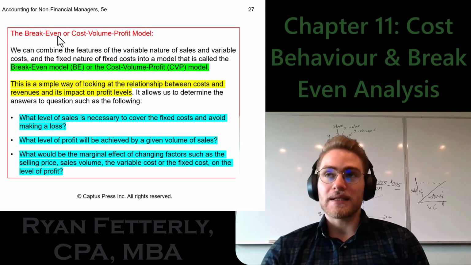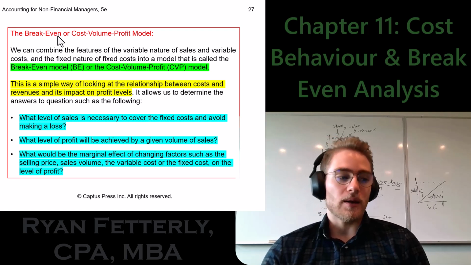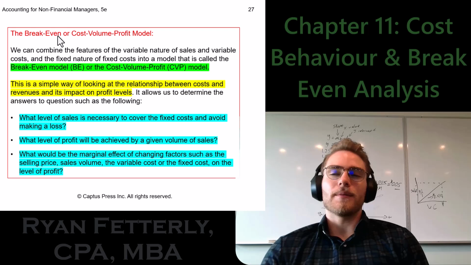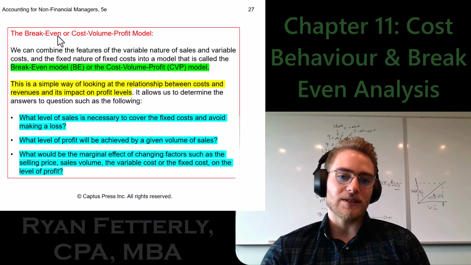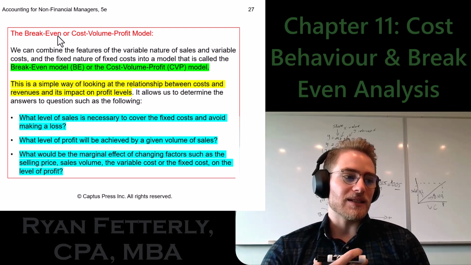And it's a simple but powerful tool when applied correctly, because it gives you an idea of whether this business is worth growing, right? Even if I built this business to 100,000 units of sales, could I still sustain myself?